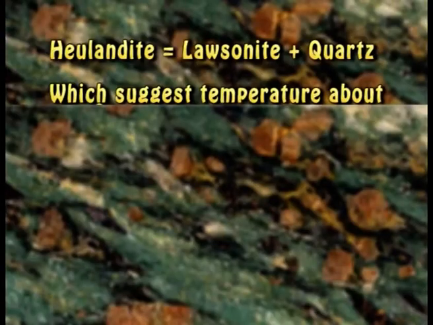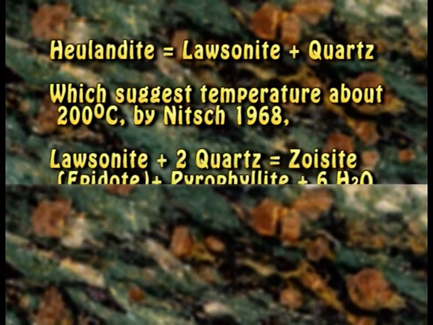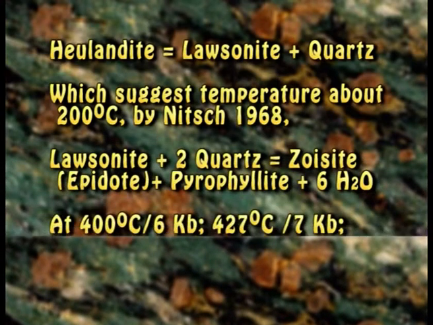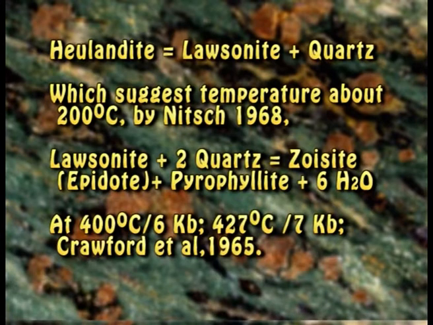Physical condition of metamorphism. The lower temperature limit may be defined by the reaction laumontite giving rise to lawsonite plus quartz, which suggests a temperature of about 200 degrees centigrade, carried out by Nitsch 1968. The higher temperature limit of the facies is indicated by the reaction lawsonite plus 2 quartz giving rise to clinozoisite epidote plus pyrophyllite plus 6 H2O at 400 degrees centigrade 6 kilobar, 427 degrees centigrade 7 kilobar, Crawford et al.